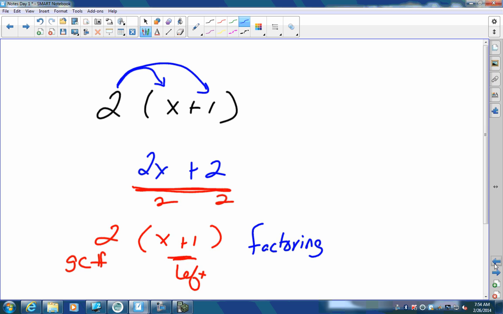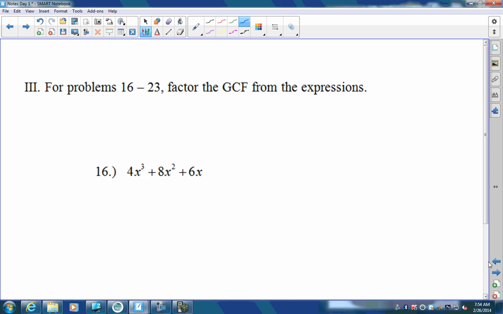Okay, so what does that mean for us? Right here. Here's the first one on the paper now that you guys have.